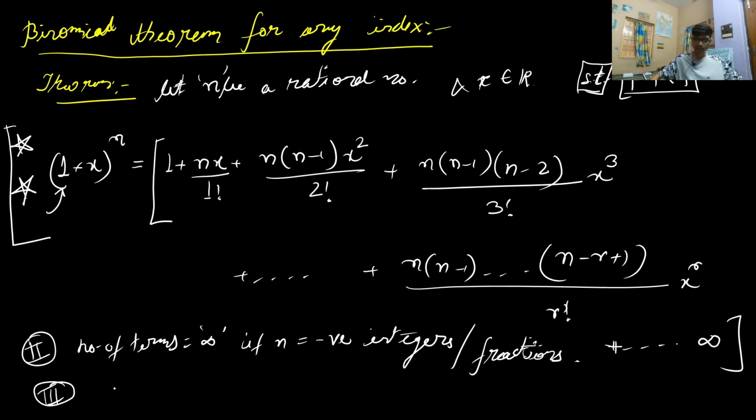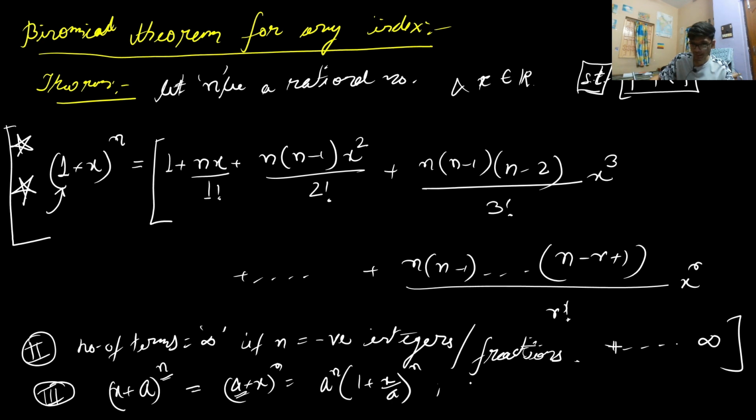Then in case of expanding the binomial expansion of (x plus a) whole raised to the power n, when n is a negative integer or a fraction, what we do is firstly write this as (a plus x)^n, and then take a to the power n common out of this bracket. Then this will come out as a to the power n times (1 plus x by a) whole raised to the power n, and then we check whether the modulus of x by a is less than 1, and then we apply the binomial expansion and get the corresponding result.